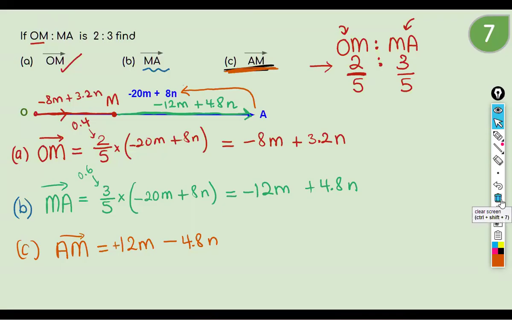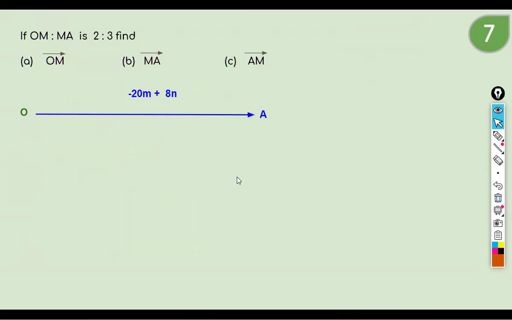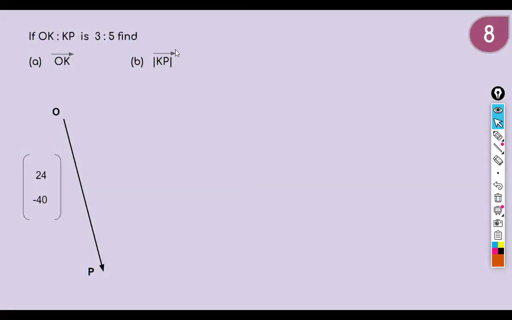So we're going to apply ratios now to an actual whole question. Let's see how this question is different. Good luck with this question.